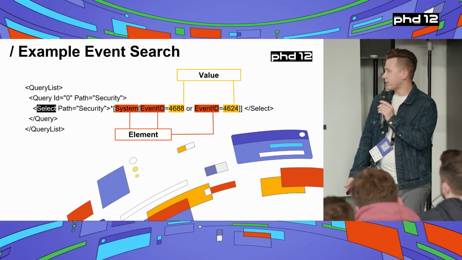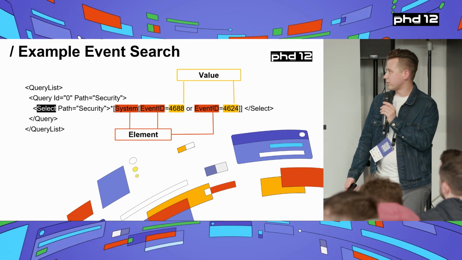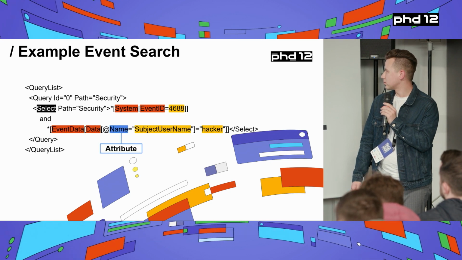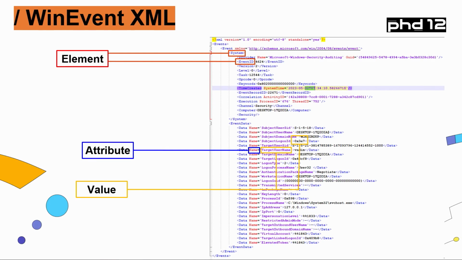Here is another example where we use OR as an operator, and we can have 2 events, 4688 and 4624. Let's make it more complex and try to see what processes were used by a hacker. For this, we will use AND, and it's here that we'll see the first problem. We can't address the field name and the username as Subject. We need to specify the XPath, including the attribute name.